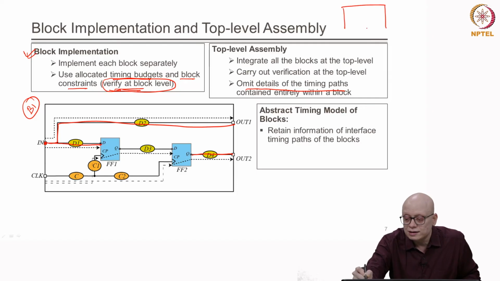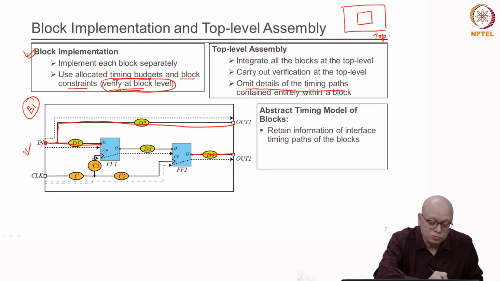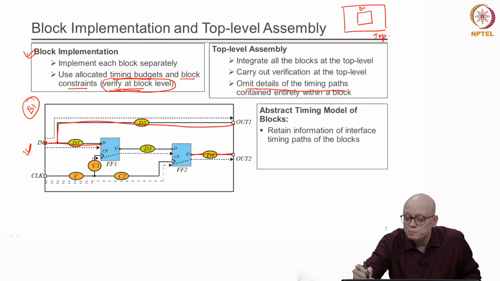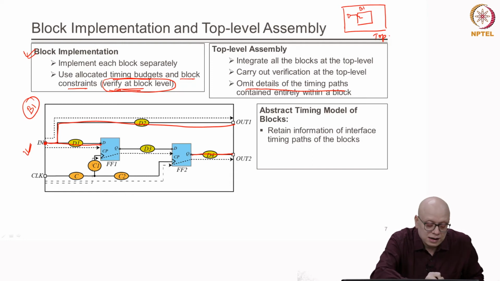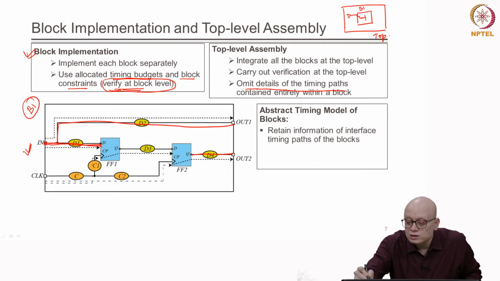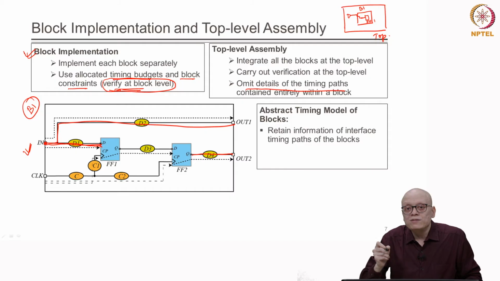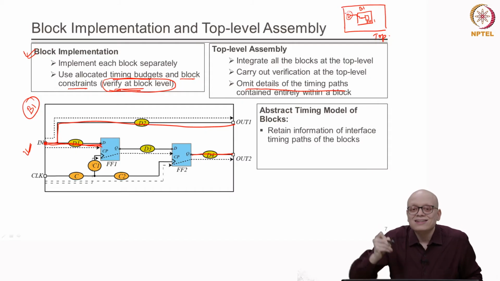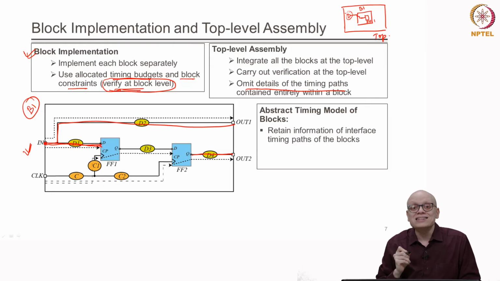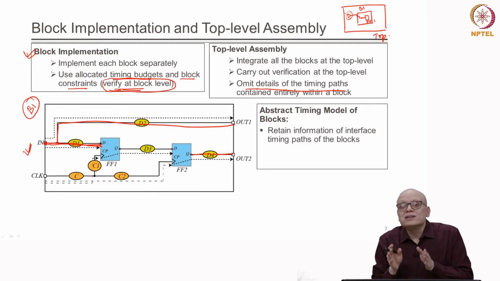Suppose there was a design top and this B1 that I have shown here was instantiated here. Now, this B1 can receive a signal through this input, and finally to this flip flop FF1. So, at the top level we must verify that the delay of this top level entity is not large such that it introduces some timing violations within the block, and therefore, we must know the characteristics of the interface paths while we are doing verification at the top level.